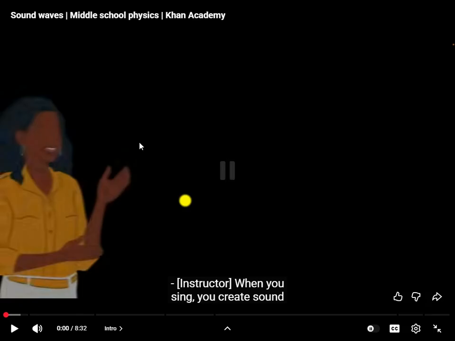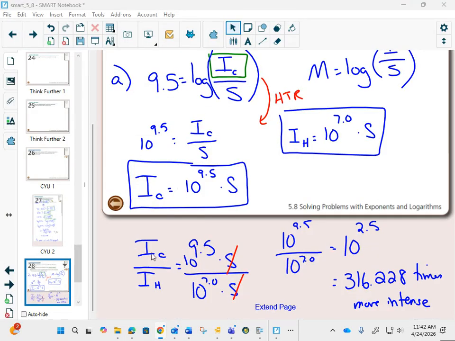There's our seismograph. So these questions, you can definitely use the shortcut. Compare two earthquakes, you just find the difference between them, and that's the power of 10. That's going to be the intensity.